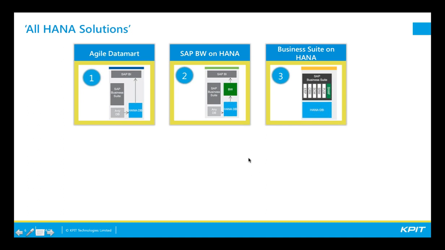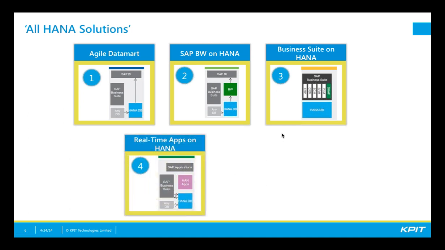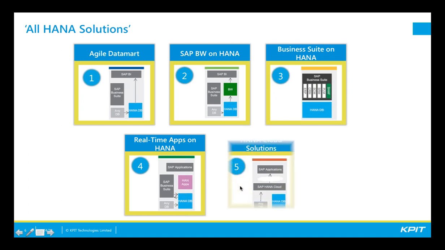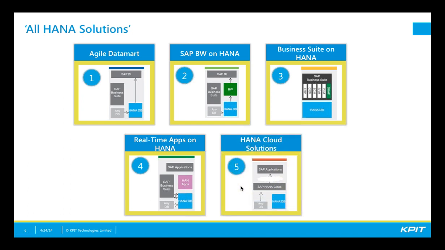Third one would be the business suite on HANA, the various applications such as ECC, CRM, SRM, etc., which are now all available on the HANA platform. Fourth, the real-time apps on HANA. There are a wide variety of apps specifically designed for the HANA platform, whether they relate to enterprise applications and a specific line of business, such as customer intelligence apps, sense and response, planning and optimizing, or even apps for specific customer applications. And then the last area I would say would be the HANA cloud solutions.